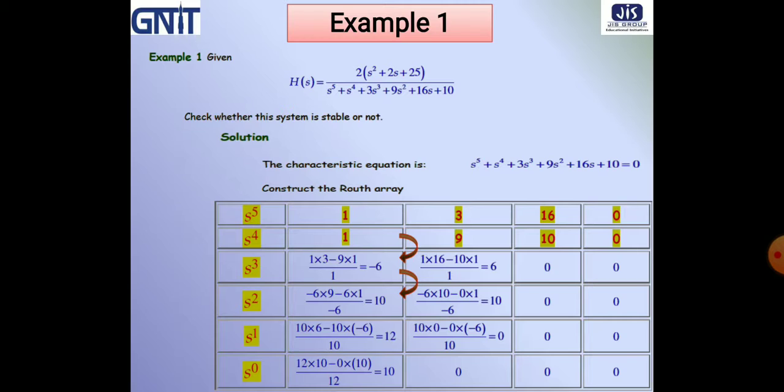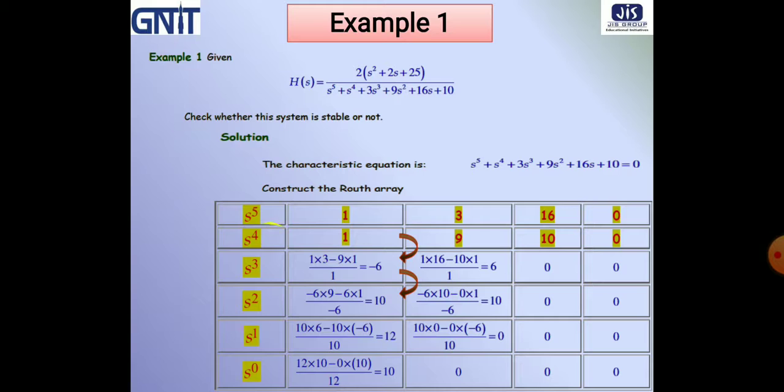Now apply the Routh-Hurwitz tabulation. Here the highest power of s is s to the power 5. So put s to the power 5 and put the coefficient of s to the power 5 here. For this equation, the coefficient of s to the power 5 is 1. So 1 will be there. Now alternately put the coefficients. If you start by taking the coefficient of s to the power 5, then you have to take alternately, that means the coefficient of s to the power 3, then the coefficient of s to the power 1. The coefficient of s to the power 3 is 3, and the coefficient of s to the power 1 is 16. So 1, 3, 16. Okay.